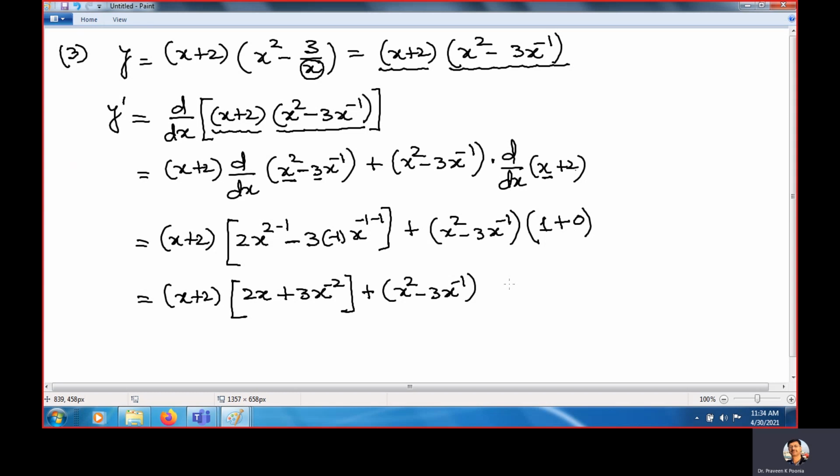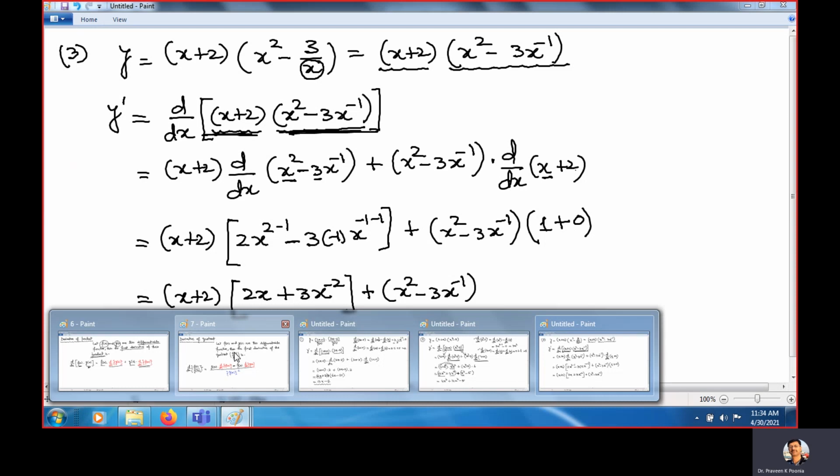This is the final answer. You can leave your solution here. No need to further solve. But if you want to solve, you can multiply all the terms and simplify. There is no big issue. It is up to you. Okay. So this is how we solve the first derivative problem when the two functions are given in product form, first function and second function.